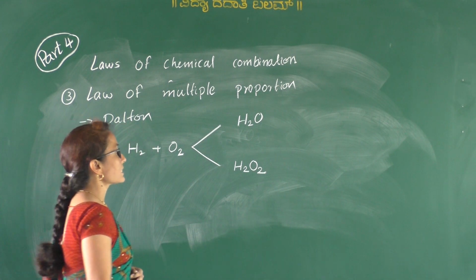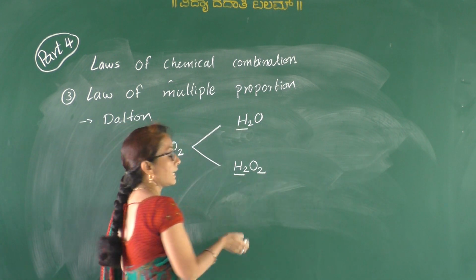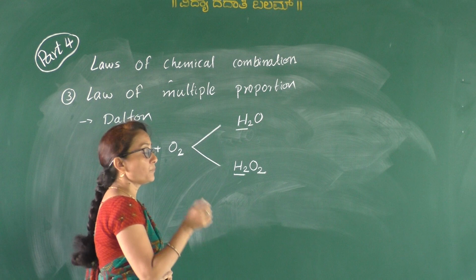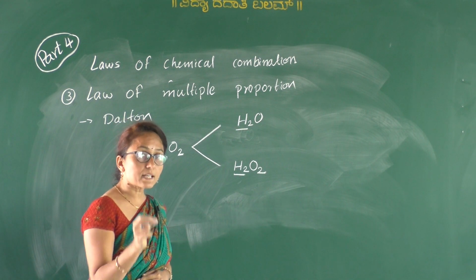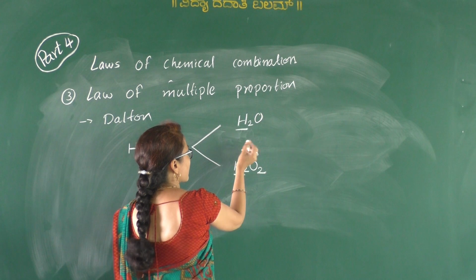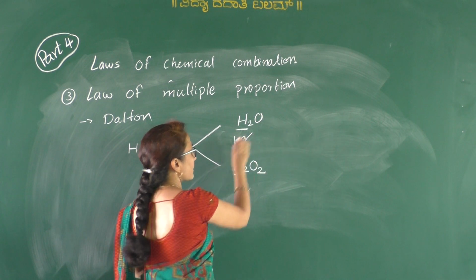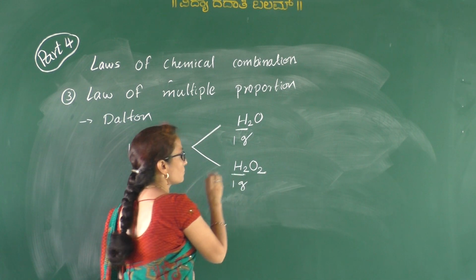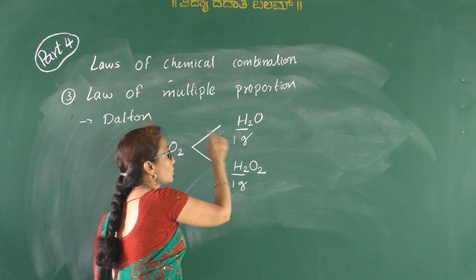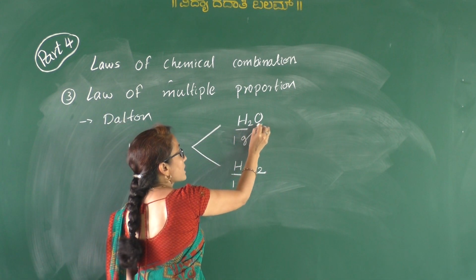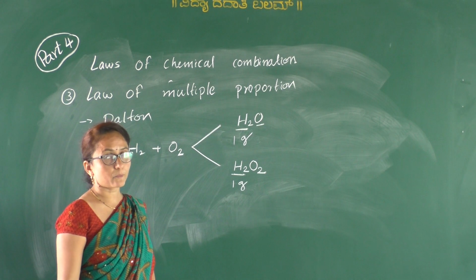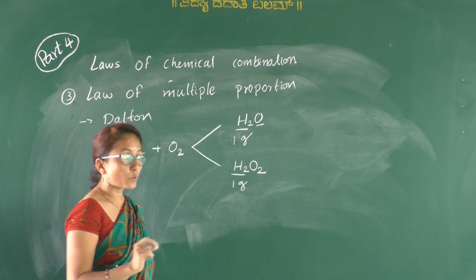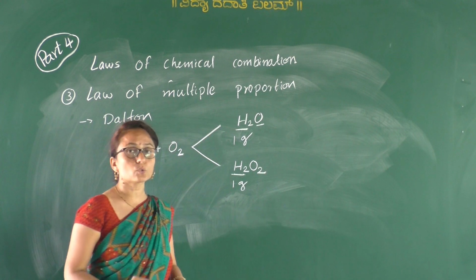Okay. So now consider the mass of one element, either hydrogen or oxygen, let us take one. So if we have taken hydrogen, I will consider its mass as fixed, 1 gram. So similarly in this compound also the mass of hydrogen is fixed as 1 gram. So we have to calculate how much mass of oxygen is combined with 1 gram of hydrogen. The mass of oxygen which combined with 1 gram of hydrogen in water as well as in hydrogen peroxide.